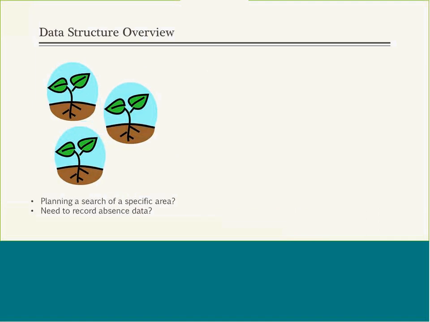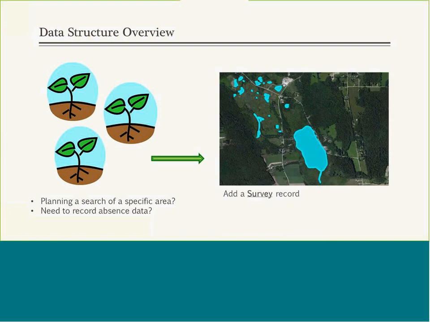And you want to do a search of a specific area, or you want to record absence or negative data. So if you go out and you look for something and it wasn't there, that's what we're going to consider absence data. You add a survey record.